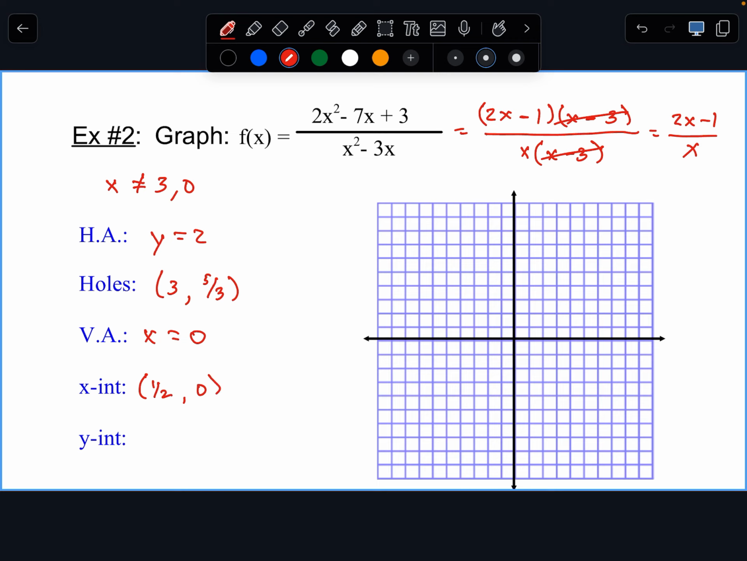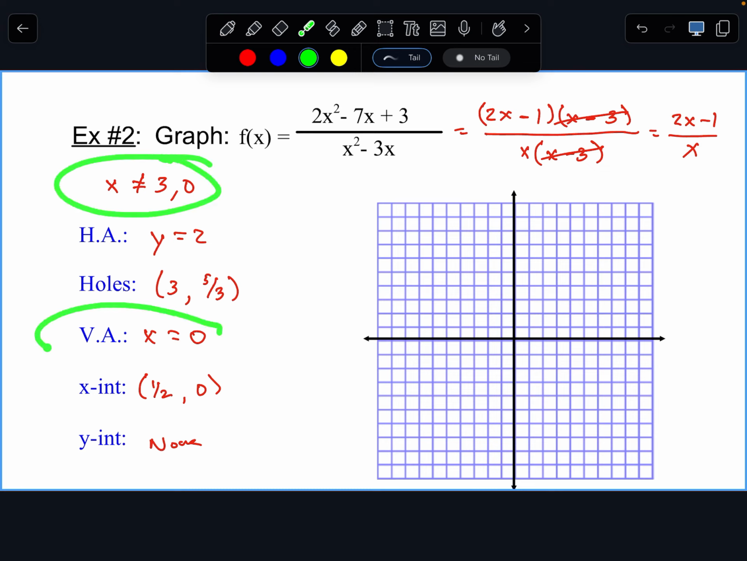And how about the y-intercept? If I plug in 0 for x, what do I get? A problem, right? It's undefined. There is no y-intercept because x can't equal 0. There is a vertical asymptote at x equals 0. Therefore, you can't have a point there. Okay? So there is no y-intercept. Okay, there again, there's what we did yesterday.